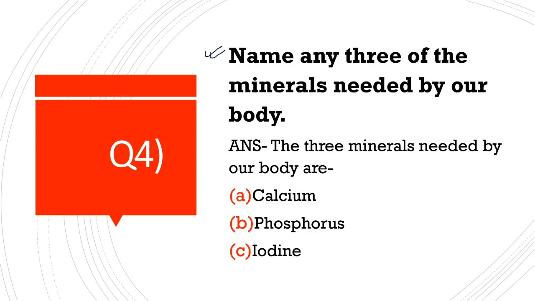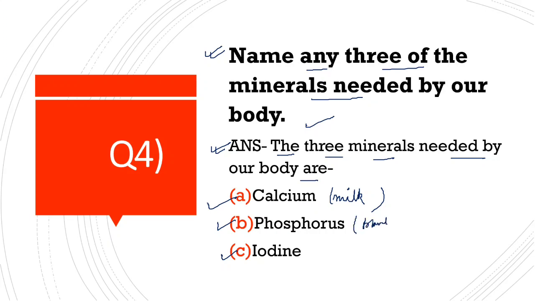Now coming to the fourth question. The fourth question is: name any three of the minerals needed by our body. So the answer goes as: the three minerals needed by our body are calcium, phosphorus and iodine. Calcium is present in milk. Next is phosphorus. Now where is it present? Phosphorus can be found in plant food and also in animal food.